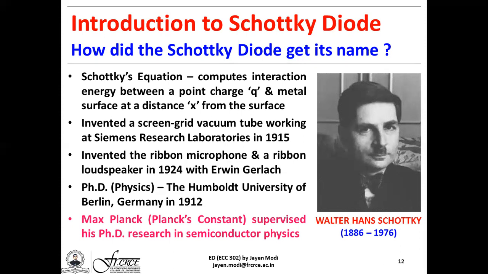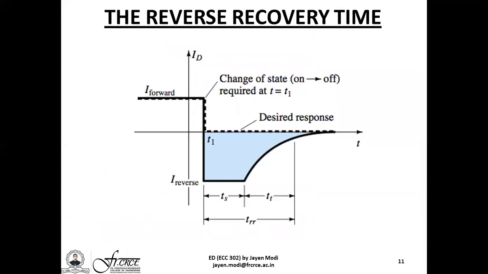He obtained his degree in physics, that is his PhD, from the world famous Humboldt University of Berlin, Germany in the year 1912. And Max Planck, who is famous for his Planck's constant, supervised his PhD research in the field of semiconductor physics. So the Schottky diode gets its name from its inventor Walter Hans Schottky. So what did he do by which this reverse recovery time was virtually reduced to zero?